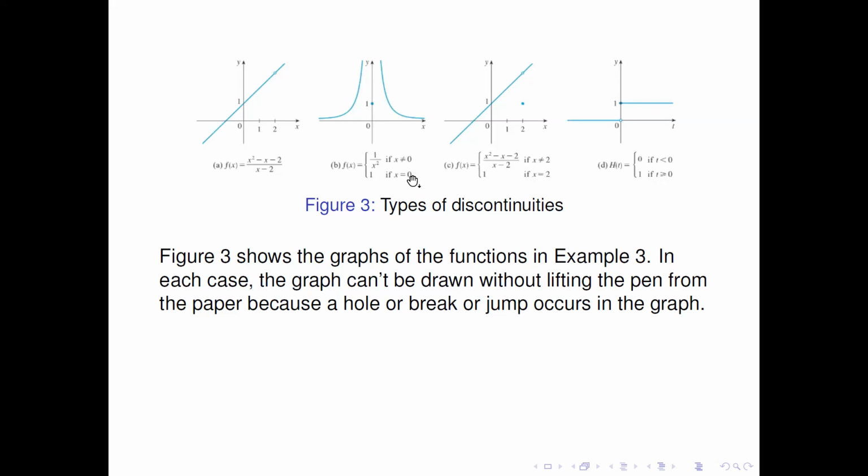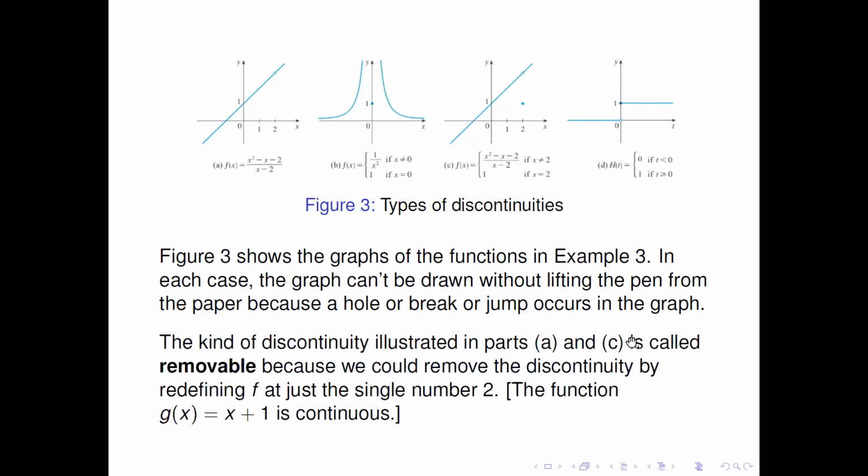It's defined to be 1 when x is 0. This function is discontinuous at 0. There's the Heaviside function. The limit as t approaches 0 from above is 1. The function gets closer to this value here. And the limit as t approaches 0 from below is 0, because it's 0 everywhere, right? Okay.